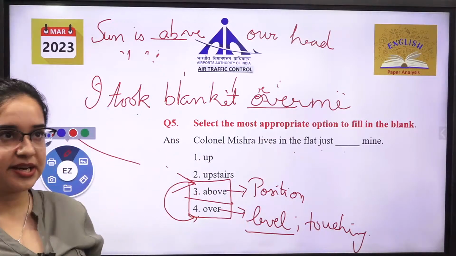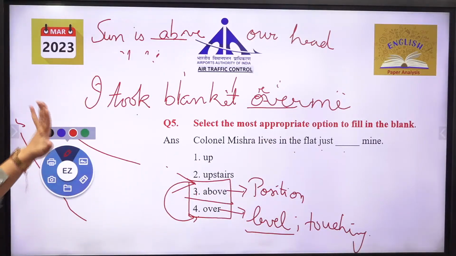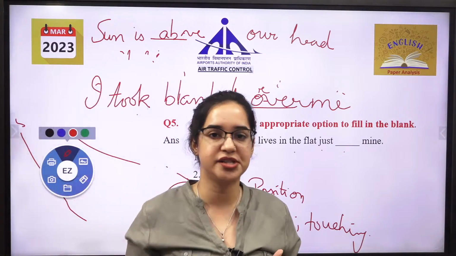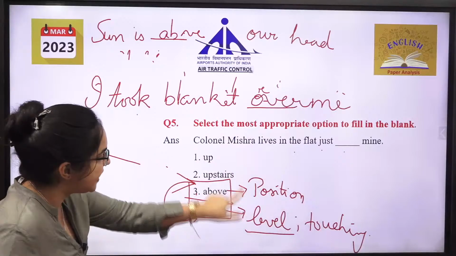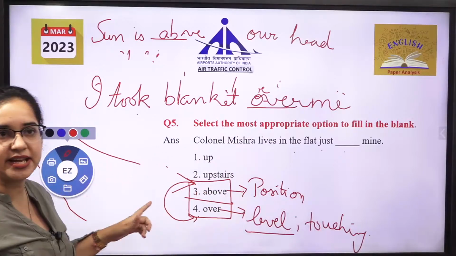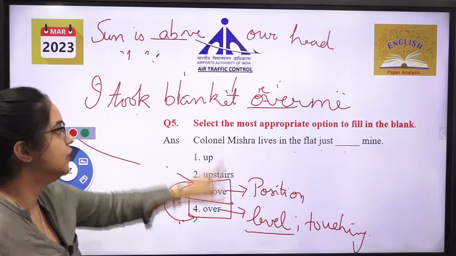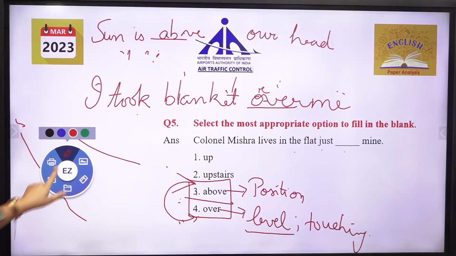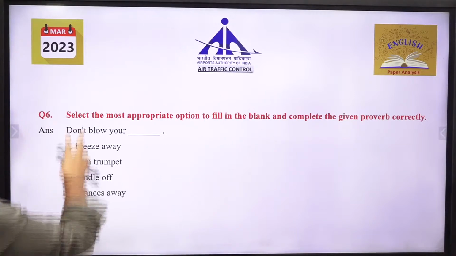I hope this difference is clear because many of the questions come from the prepositions part. Fill in the blanks जो है ज्यादातर prepositions पे आता है या tenses पे आता है. You will be able to see it. And there also the slightest difference where a student makes a mistake is between above and over. So you can note it down and you can also note the examples for your better clarity. Let's go with the next one now.